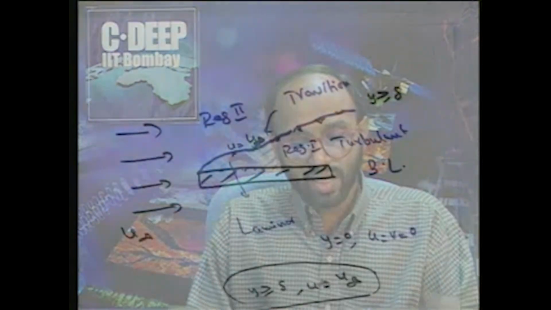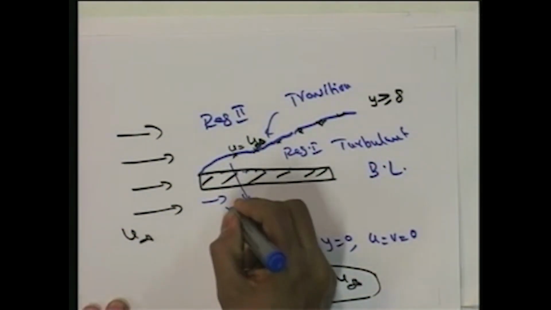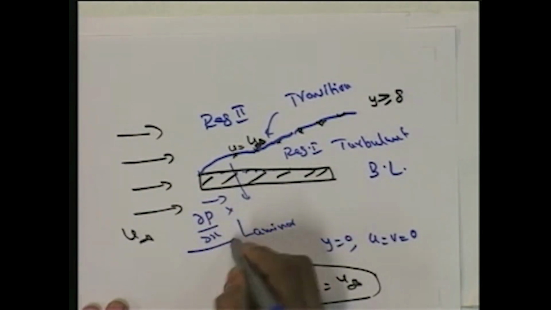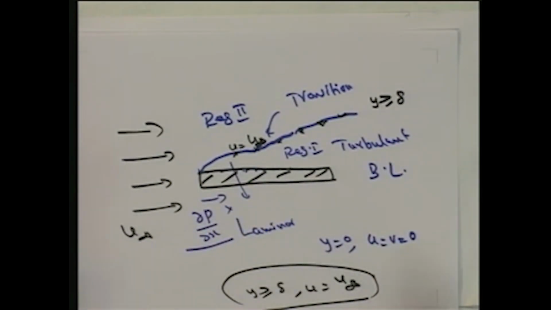So according to Blasius, this pressure gradient del P by del x in the x direction, that means in this direction, the x direction is here. So del P by del x, according to Blasius, must vanish as far as flow over a flat plate is concerned.